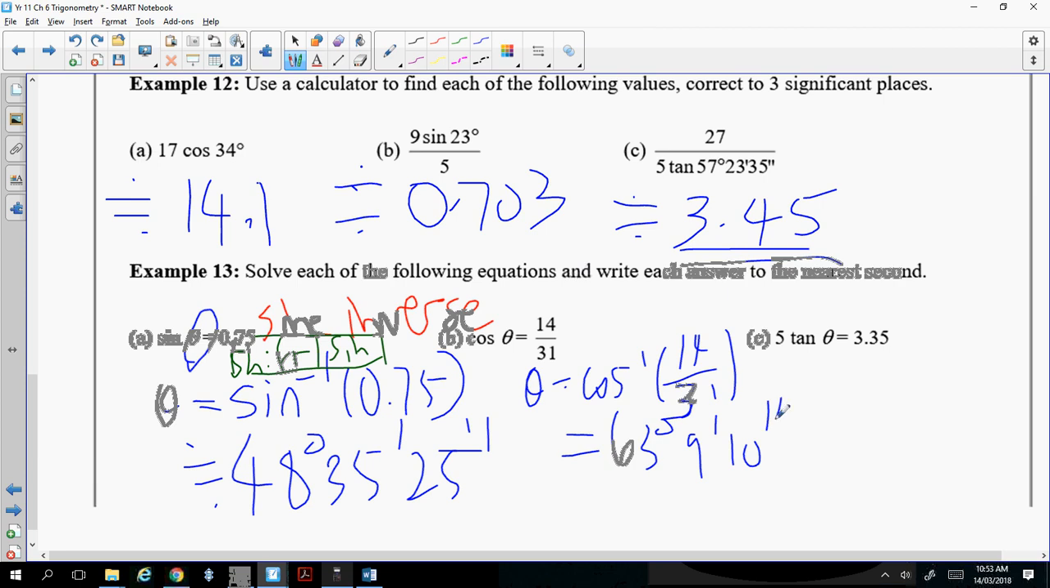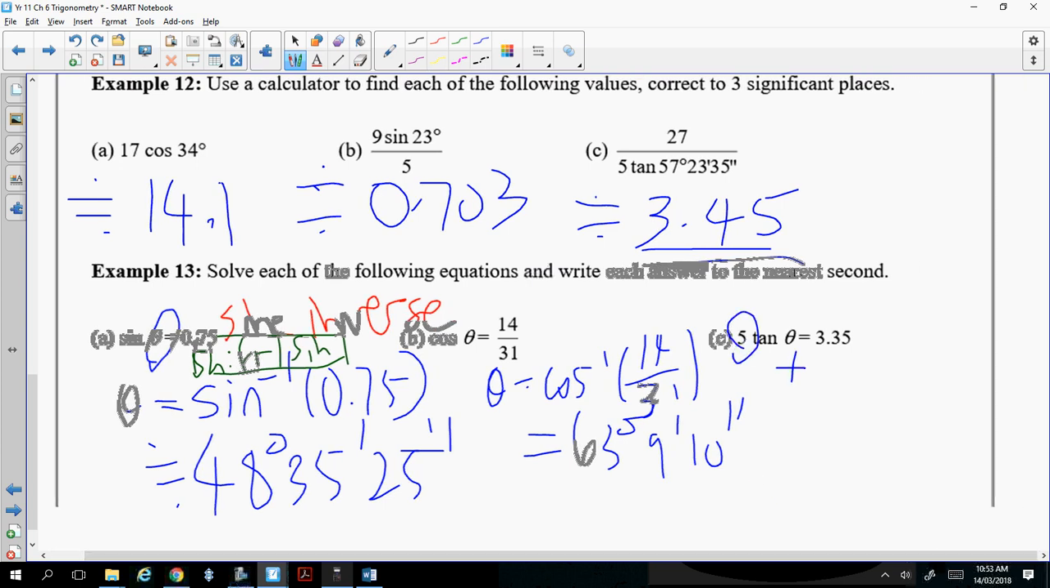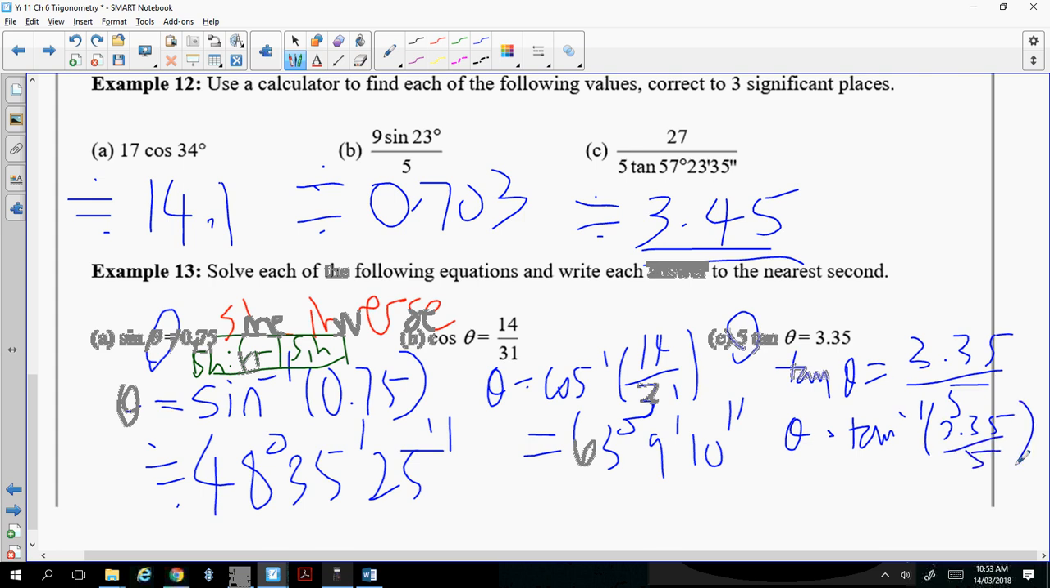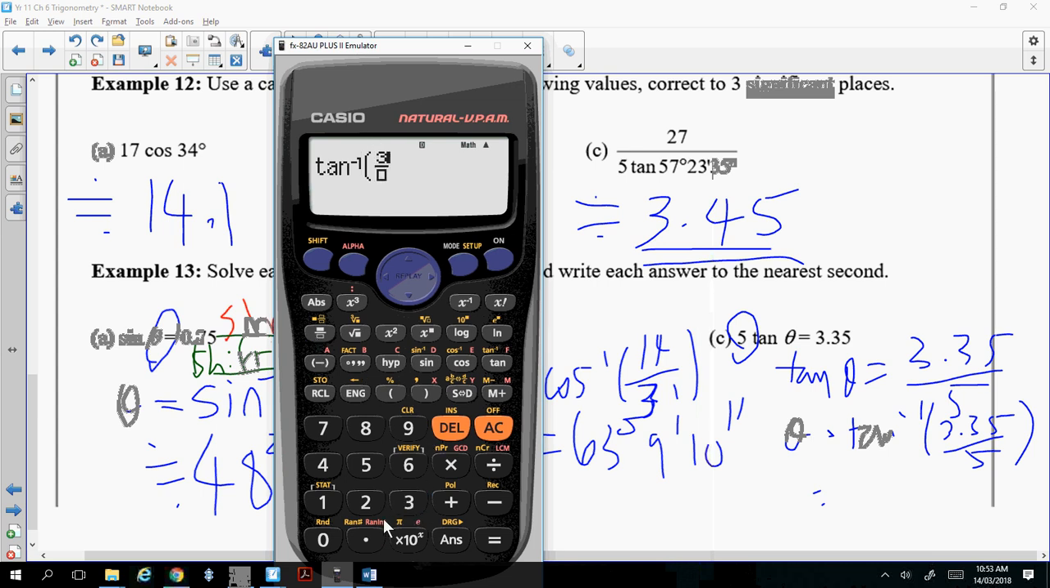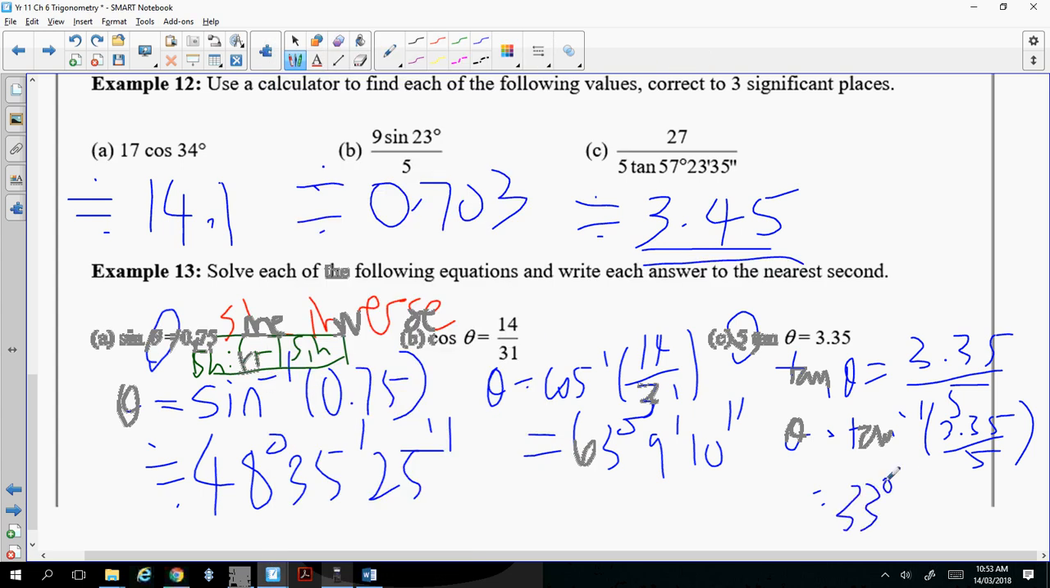How about the last one? Now the last one, you need to get rid of the 5 first before you do the tan inverse. Then do shift tan. And then use your calculator. Calculator will say shift tan 3.35 over 5. 33, 49, 20. Okay? 33 degrees, 49 minutes, and 20 seconds.